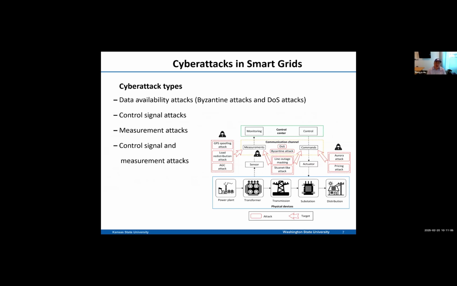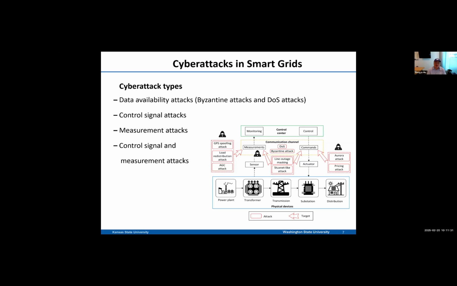So, some background on Byzantine attacks. Basically, that attack hinders data availability by degrading the communication channel. These attacks are launched by compromised insider nodes to affect the trusted routing, which in turn reduces overall network performance. Another well-known attack is the DoS attack, which aims to disrupt the communication between the control center and sensors or actuators in the field.